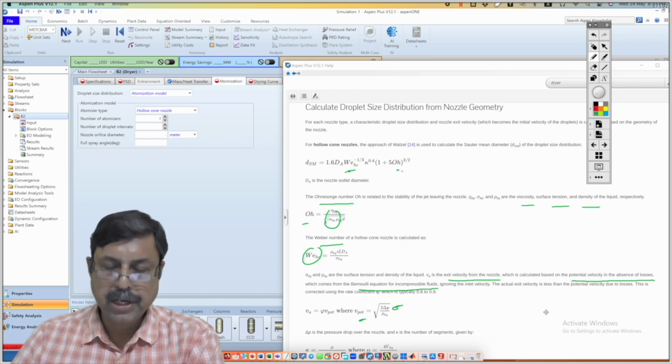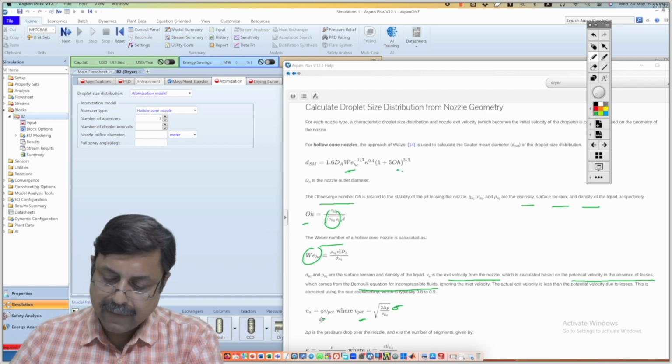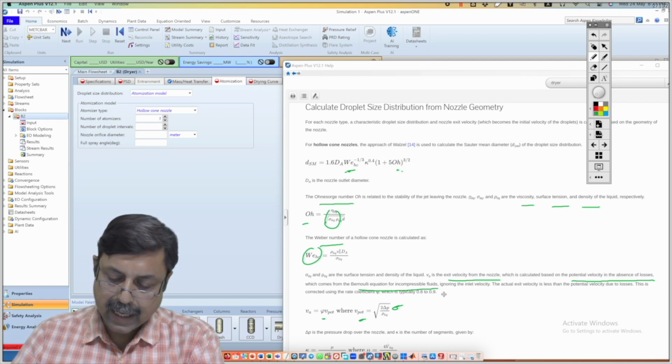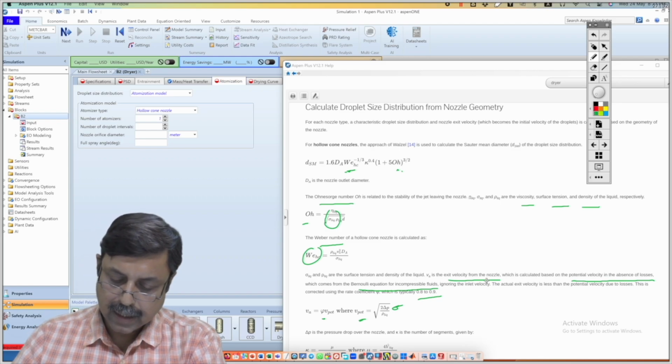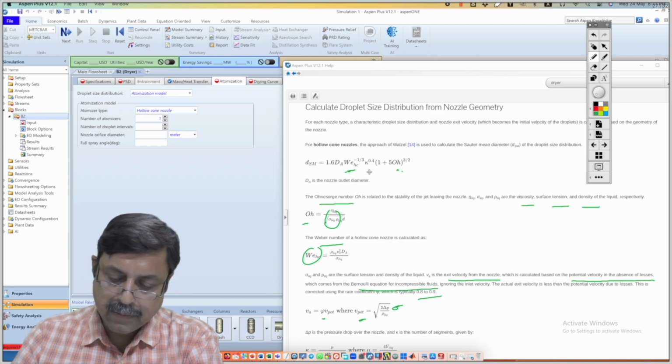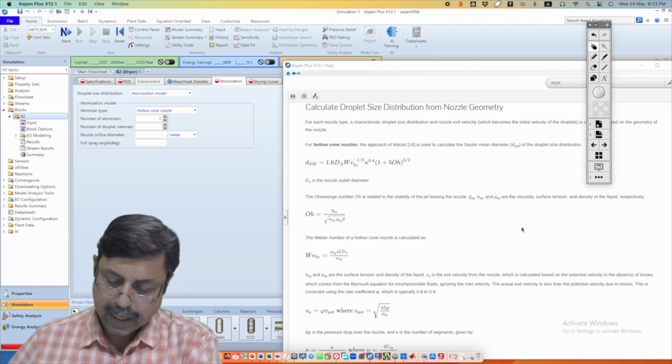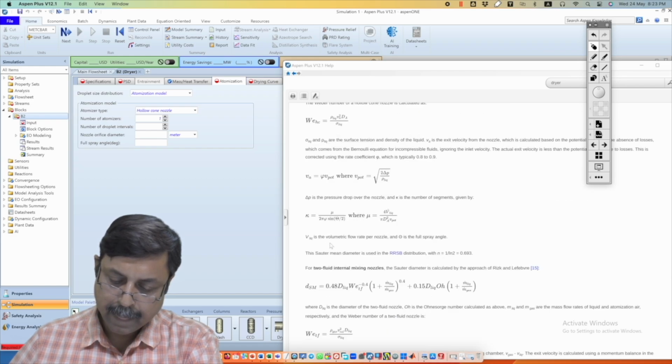Delta P is the pressure drop, and you have another factor, that is the correction factor, coefficient phi. This is typically from 0.8 to 0.9. Okay, so these values you can check. Similarly, another factor is there, kappa. For this kappa, you can check what is kappa.